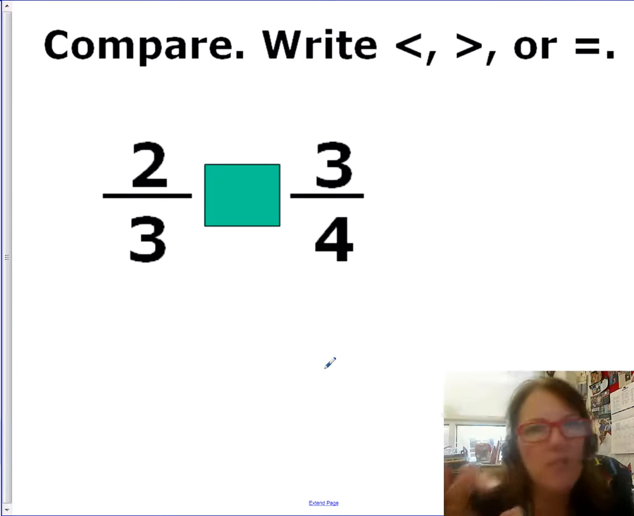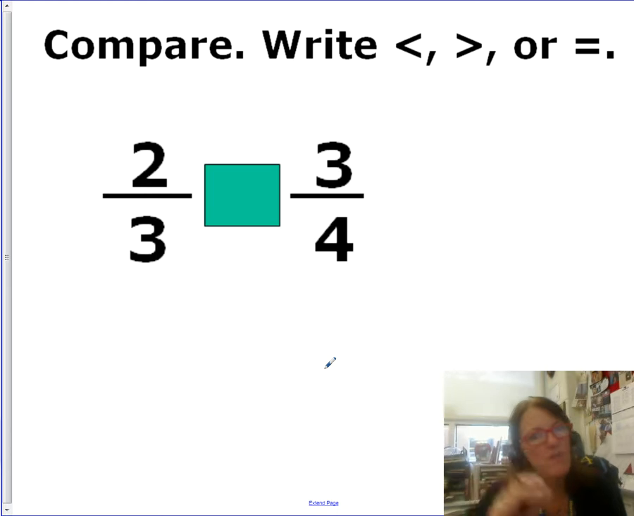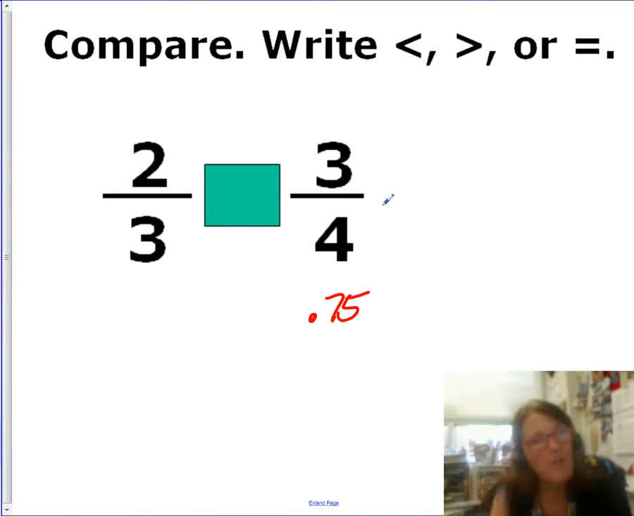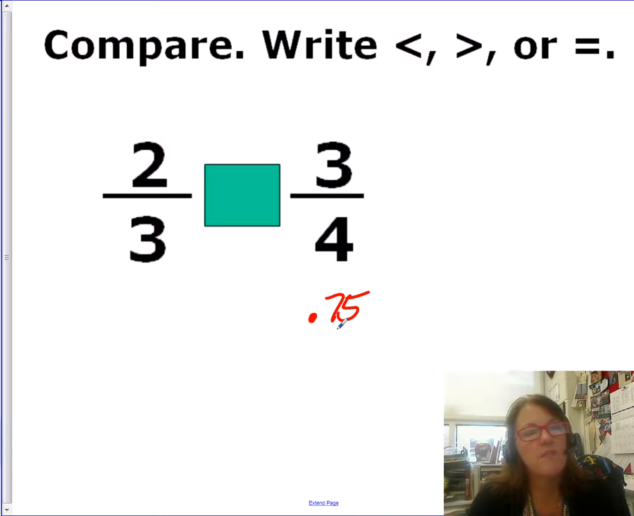You know, I'm not letting you use a calculator yet, so that's why I've been sticking with fractions. But if you happen to know your decimals really well, 3/4, you might have that one right off the top of your head as 75/100. 2/3, if you don't remember that, remember this means 2 divided by 3.